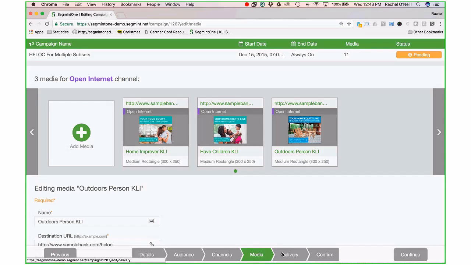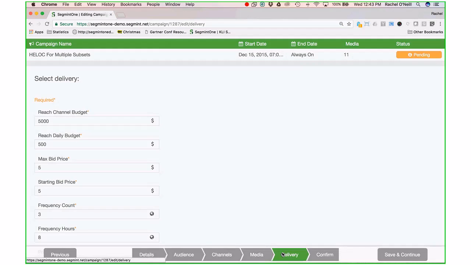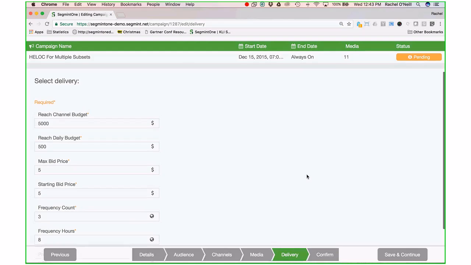So for this particular channel, I would click delivery once everything looks good. On the open internet channel, I can control and throttle a variety of different factors right from here, including my overall budget, my daily burn. I can get into bid and frequency and things like that. I can control all of that from here. Or your account manager who's assigned to work with you can handle that for you. You don't have to do that. But assuming everything looks good, it's a matter of hitting confirm, and that campaign is live.